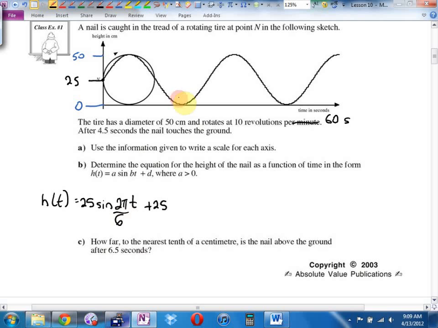Oh, and by the way, that's 4.5 right there, because it says after 4.5 seconds the nail touches the ground. I think I could have figured it out from that as well if I was really clever, because I could have said, hey, that's 3/4 of the period. I think 1/4 of the period is 1.5. It's 1.5, 3, 4.5, 6. There's my 4 points of my graph.